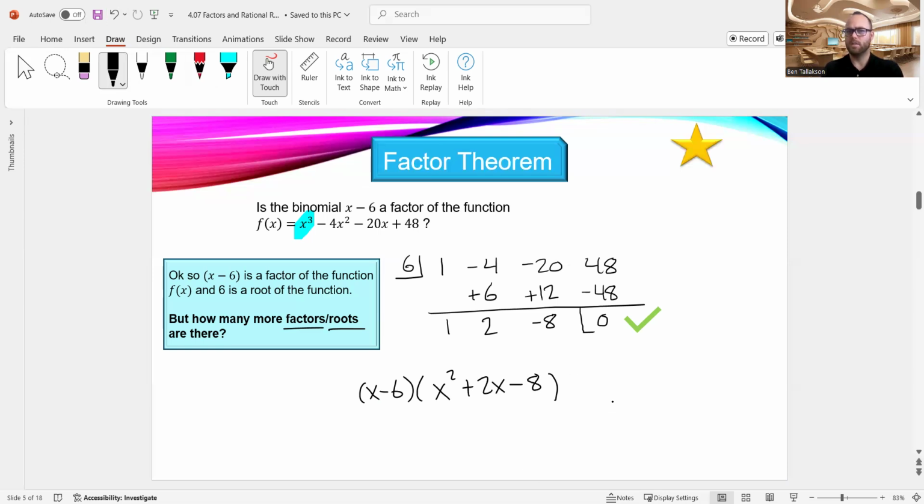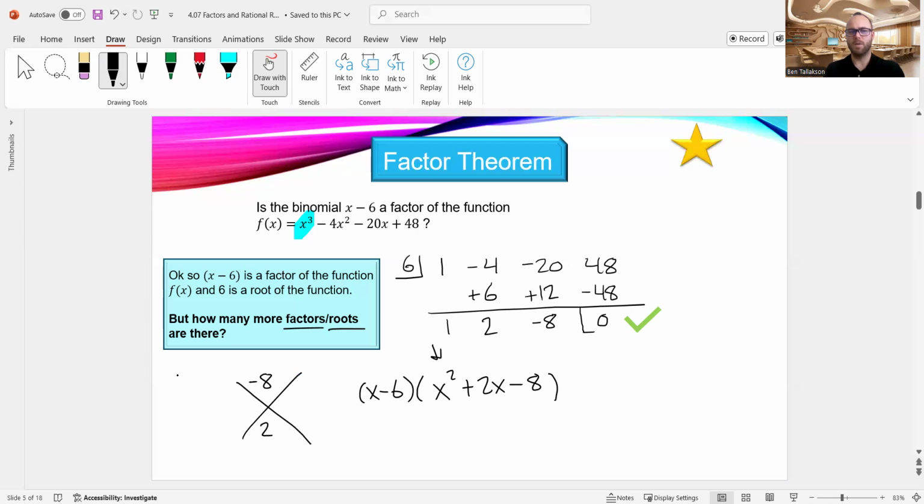And remember, the power of this x is 1 less than your original polynomial. So up here it was x to the third, so we start with x squared. Okay? Now, how can we find all of the roots? Because remember, there are 3 of them. Well, this looks strangely familiar, doesn't it? How do we factor a quadratic with a leading coefficient of 1? Hopefully you're thinking X method.